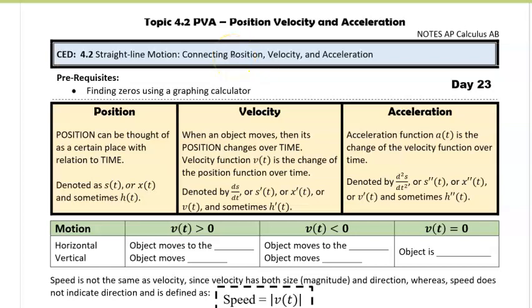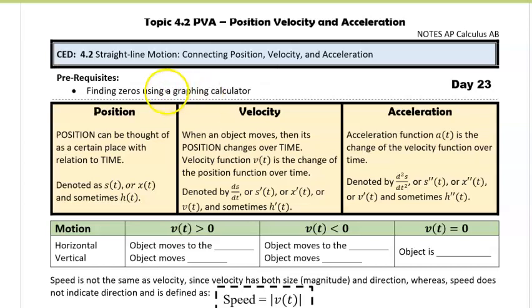We're going to do more connecting position, velocity, and acceleration. So position can be thought of as a certain place. The car is a certain distance. The particle is at a certain position with relation to time, at a certain time. So usually it's a function written in terms of t.